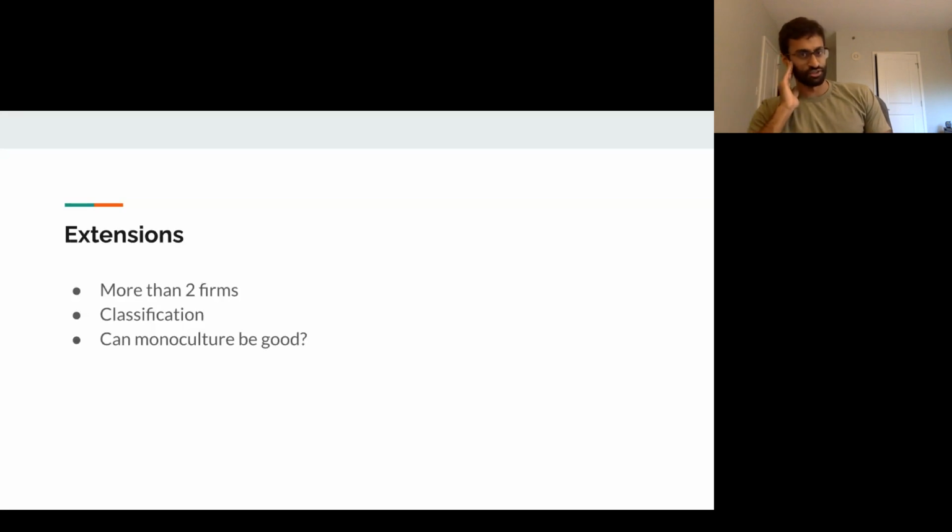There are more extensions you can think of. I have proved you a theorem with only 2 firms, but you could ask about more than 2 firms. You could also ask this question in the context of classification as opposed to ranking. And then there's the question about this preference for independence when it doesn't hold, and what that says about monoculture.